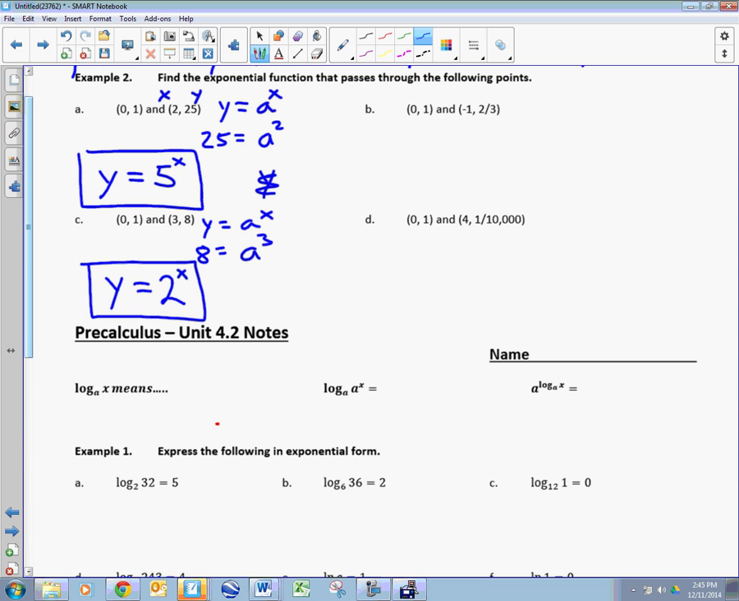B. This is x, this is y. A little trickier here, folks. I have 2/3 is equal to a to the -1. What number do you take to the -1 power to get 2/3? 3/2. Taking something to the -1 means you take the reciprocal. So what number did we take the reciprocal of to get 2/3? We took 3/2.